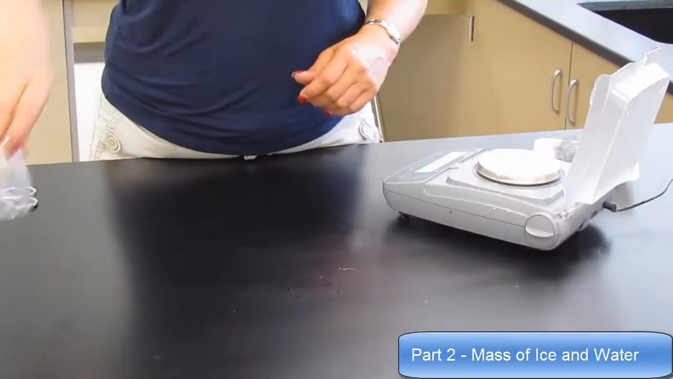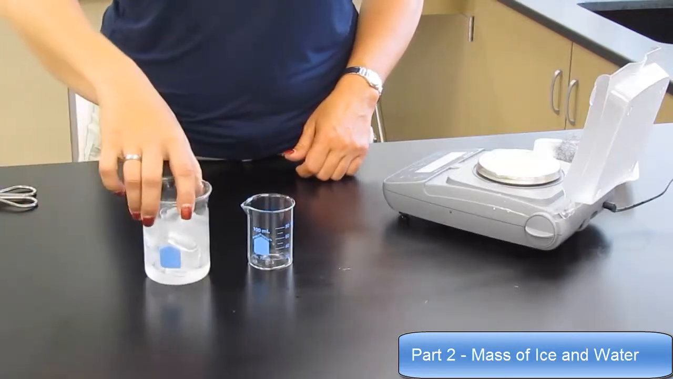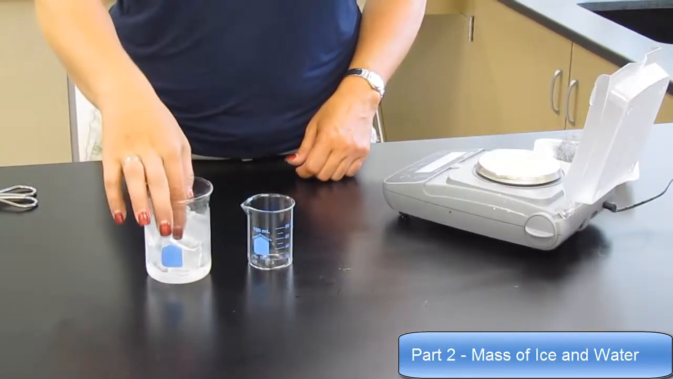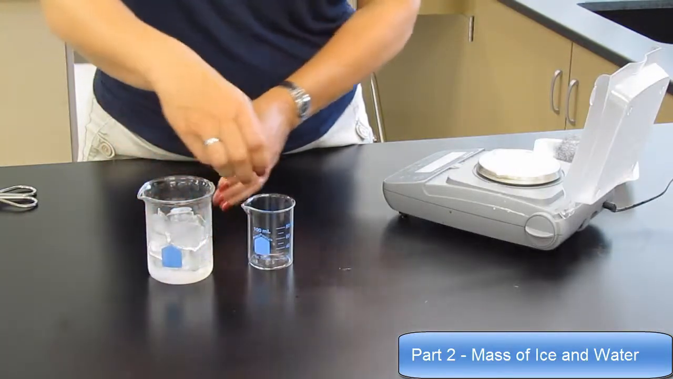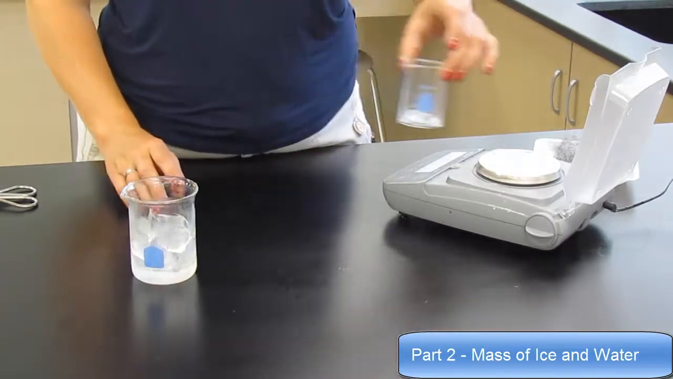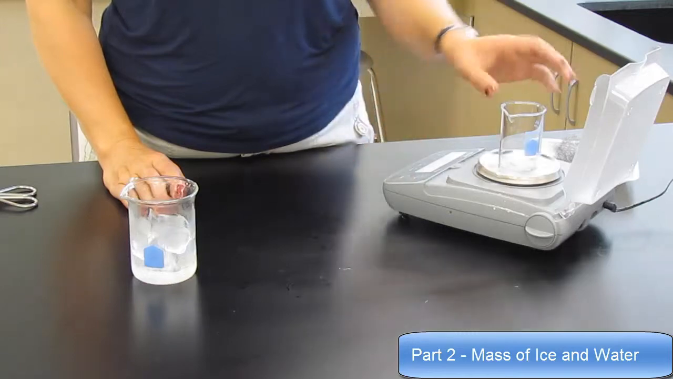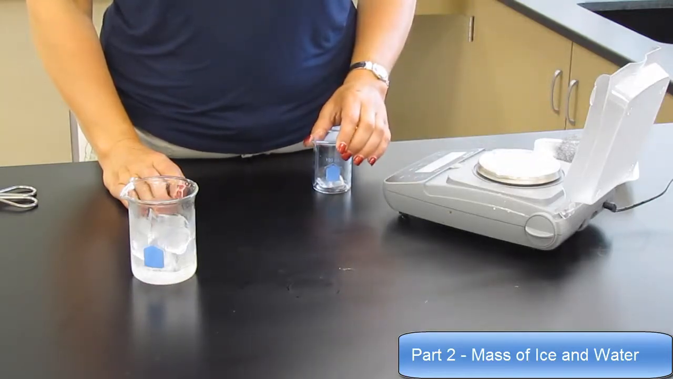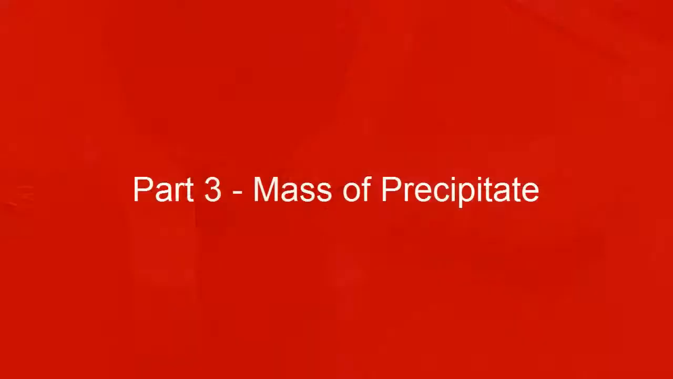Part 2, mass of ice and water. In this one, you're going to need a beaker. You're also going to need some ice. Take approximately 1 to 2 pieces of ice, place it in your beaker, and now take the mass of that beaker with the ice in it. Take your reading, and then you're going to let the container sit and melt. Make sure you take the mass of the container after it melts.